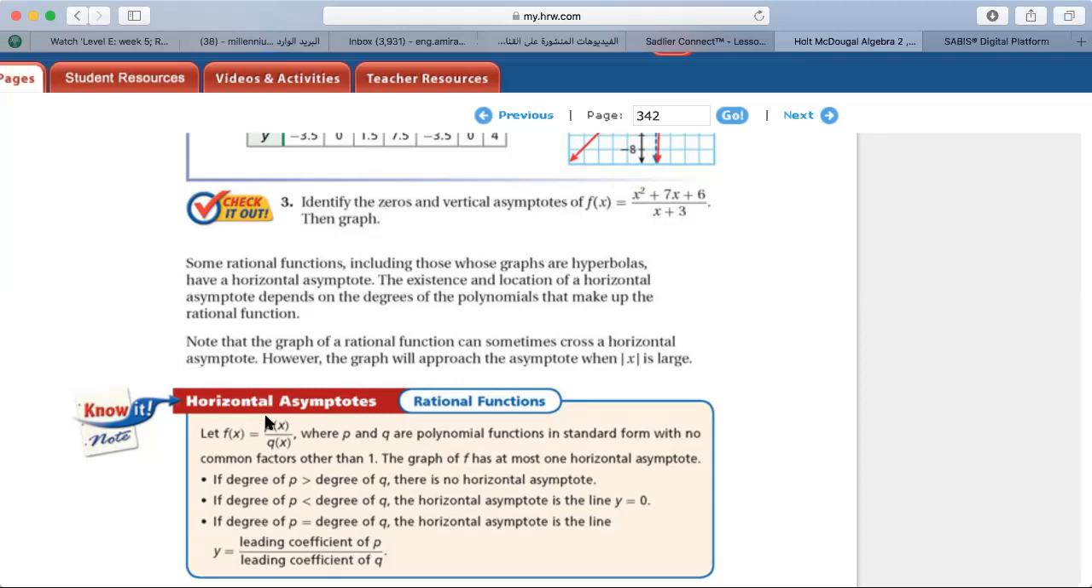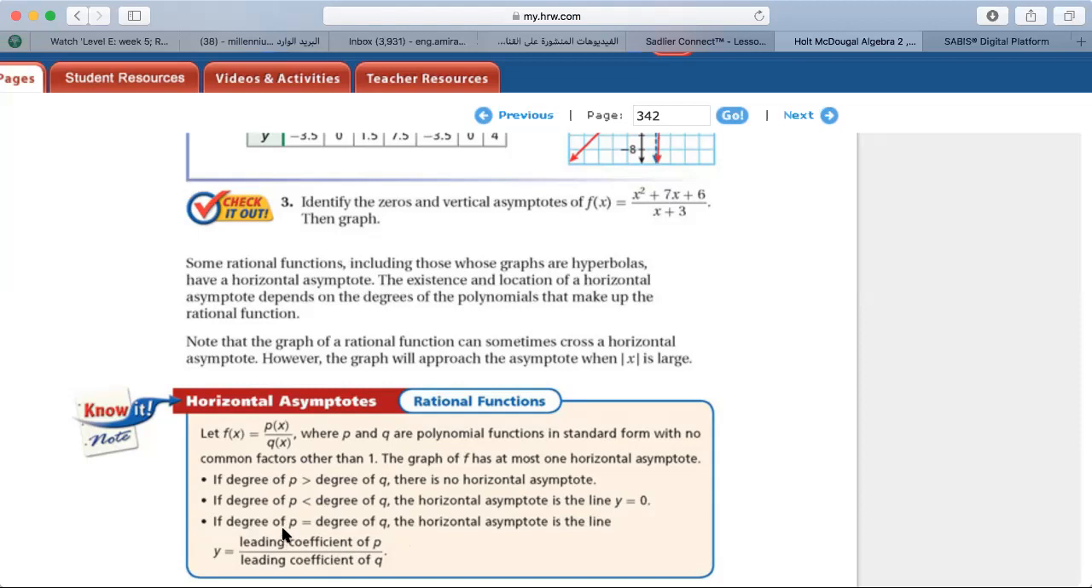If the degree of polynomial p is greater than the degree of polynomial q, there is no horizontal asymptote. If the degree of p is less than the degree of q, the horizontal asymptote is the line where y is equal to 0. Again, if the degree of polynomial p is less than the degree of polynomial q, then the horizontal asymptote is the line where y is equal to 0.